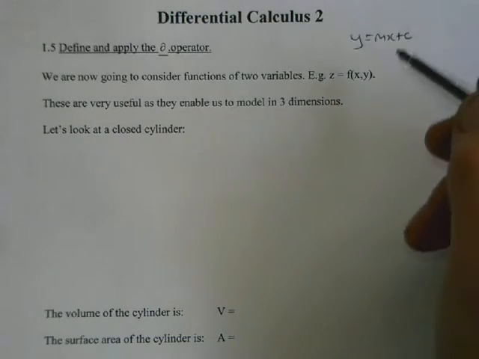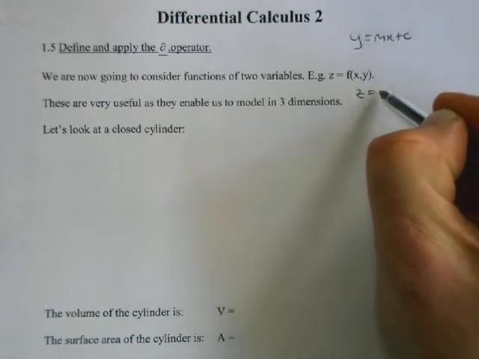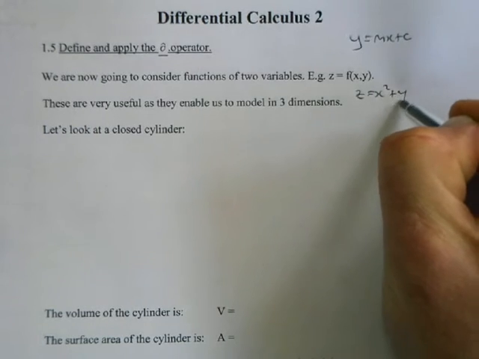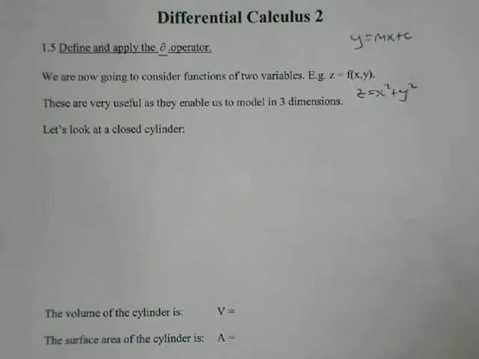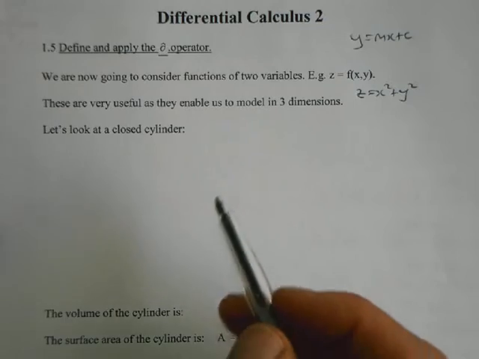We're now going to have a look at things which have two different variables, x and y, and z is going to be the third variable. So we could have things like z equals x squared plus y squared, some function of x and y that gives z, which enables us to look at things in three dimensions.